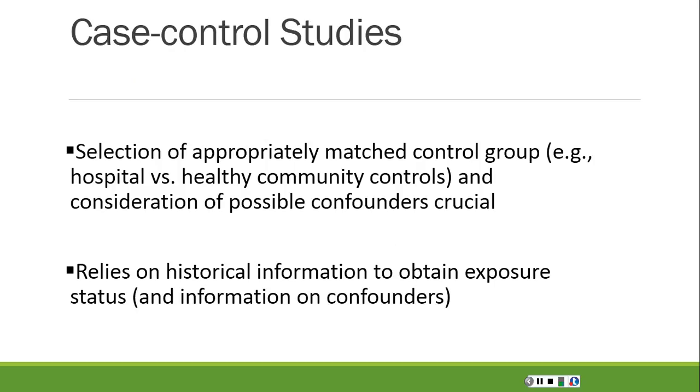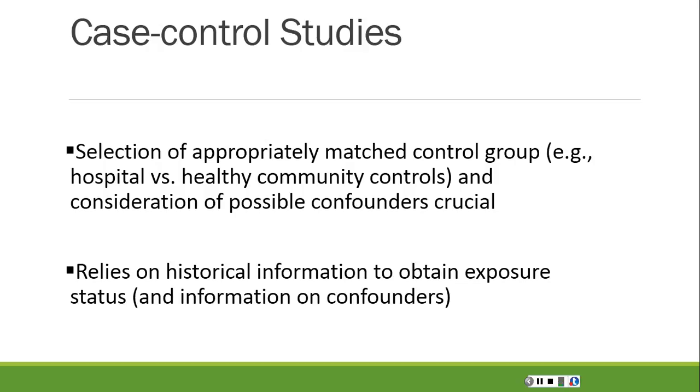In case control studies, selection of the appropriately matched control group, for example, hospital versus healthy community controls, in consideration of potential confounders is crucial. These studies also rely on historical information to obtain exposure status and information on confounders, and these are not necessarily always readily available. For example, if you're trying to collect information on smoking and whether or not that's associated with the development of a disease, smoking information is not well captured in a lot of old medical records.